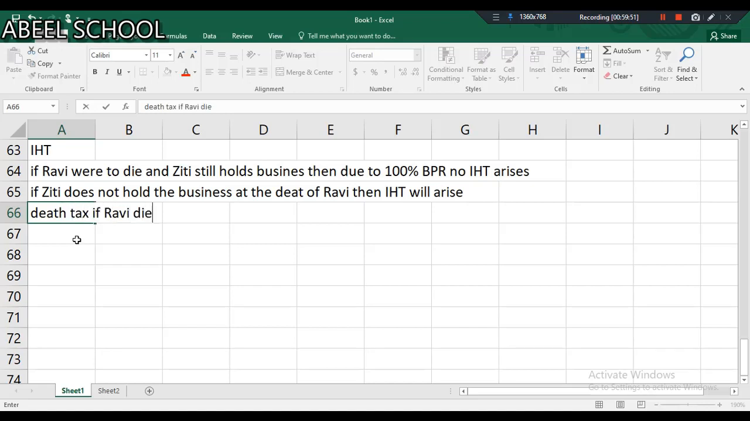If Ravi dies within 7 years of making the PAT, the value of transfer.